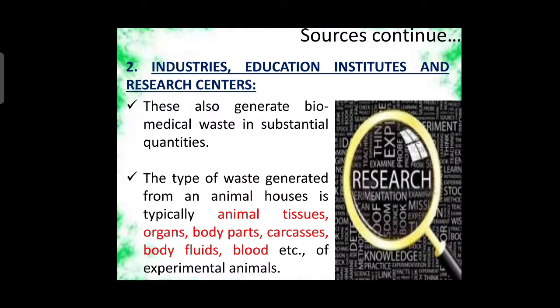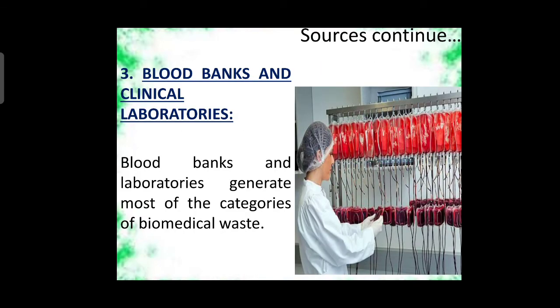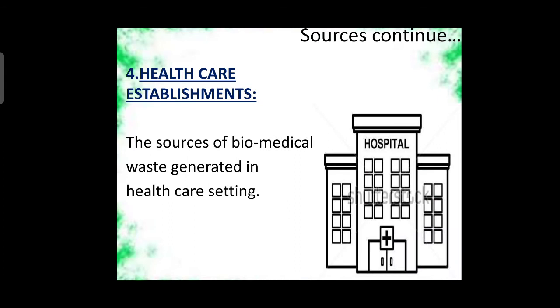There are also industrial and educational institutions and research centers. In industries and educational institutes, we also get some waste products. These also generate biomedical waste in substantial quantities. The type of waste generated from an animal house is typically animal tissue, organs, body parts, carcasses, body fluids, blood, etc. of experimental animals. Like in a research center, if they are doing any test on an animal, after the test, any body part that comes out is also waste. Blood banks and laboratories generate most of the categories of biomedical waste. Healthcare establishments, meaning hospitals, are the main source of biomedical waste.